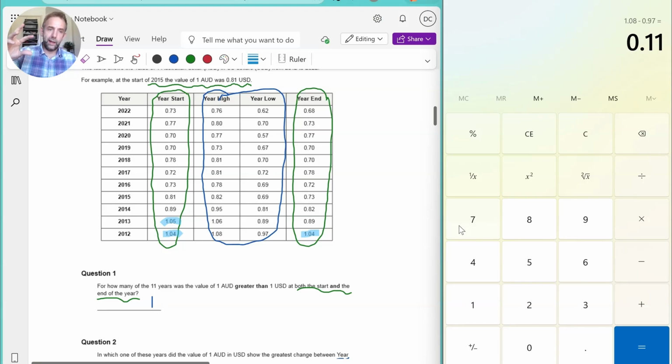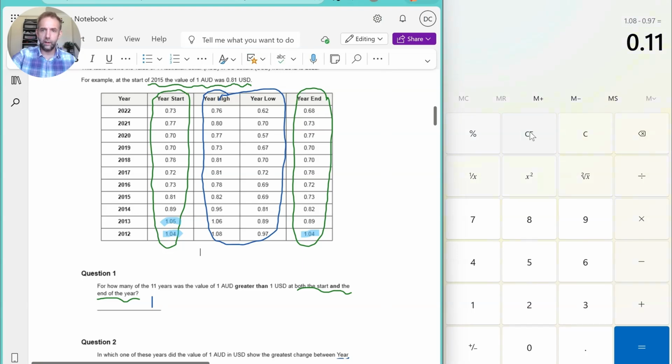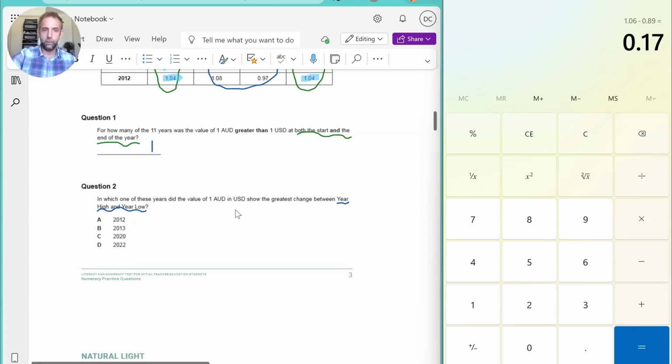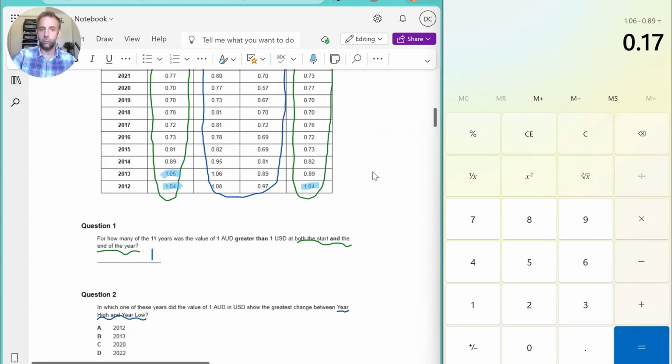For the sake of time, and because it's multiple choice, you might not want to put every single one onto a calculator, but just for transparency and making sure you understand what's going on, we'll do it this time. But when you have multiple choice questions, you might be able to start eliminating some of the options a bit faster. So another option was 2013. In 2013, the year high was 1.06 and the year low was 0.9. So the change between them is 0.17, which was more than 2012. At the moment, 2013 is the biggest one we have.